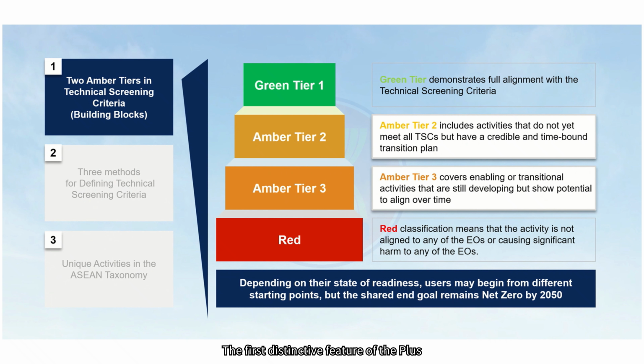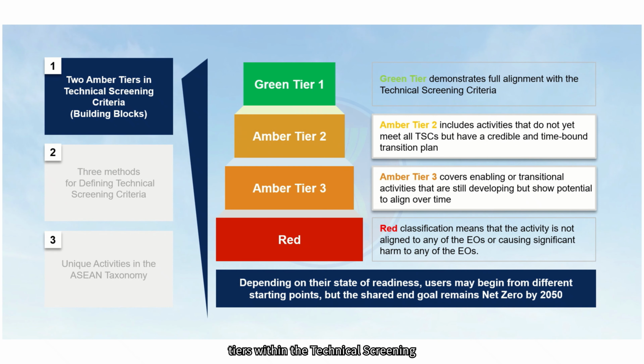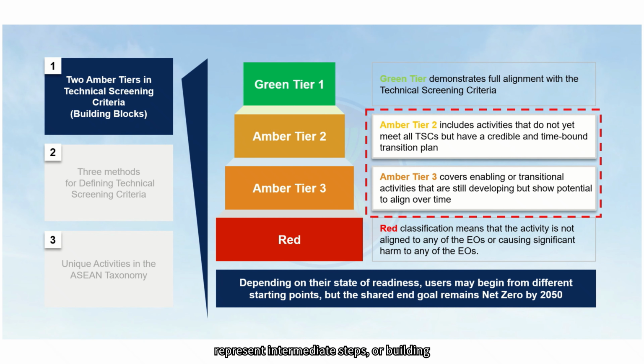The first distinctive feature of the Plus standard is the introduction of 2 amber tiers within the technical screening criteria. This tiered traffic light system goes beyond the binary green or not green classification used in other taxonomies such as the European Union taxonomy. Instead, it recognizes that activities may fall along a transition pathway. Amber tiers 2 and 3 represent intermediate steps, or building blocks, on the journey towards sustainability. Depending on their readiness, users may start from different points, but the shared destination remains net zero by 2050.